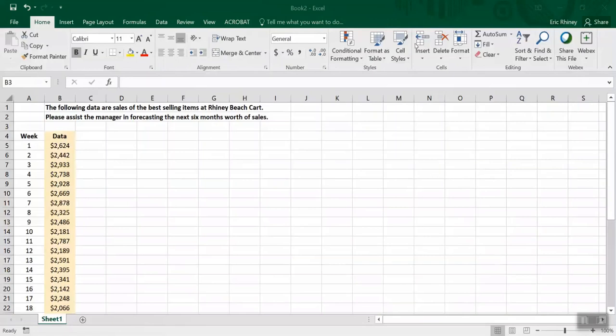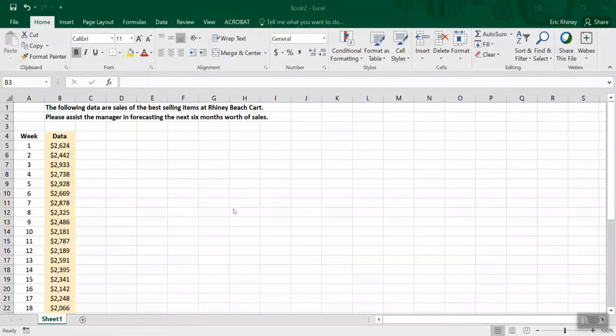And so it becomes much more difficult for us to determine forecasting if we have data that doesn't seem to really give us a straight trend line. So what I have here is some data, and it says here, the following data are sales of the best-selling items at Riney Beach Mart. Please assist the manager in forecasting the next 6 months' worth of sales.